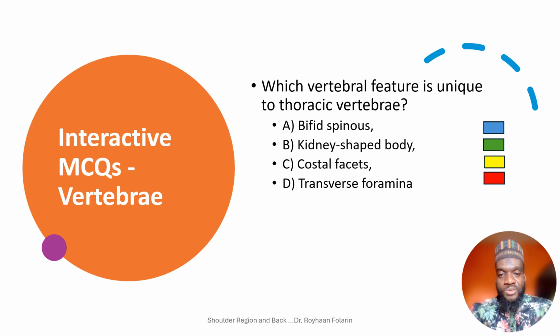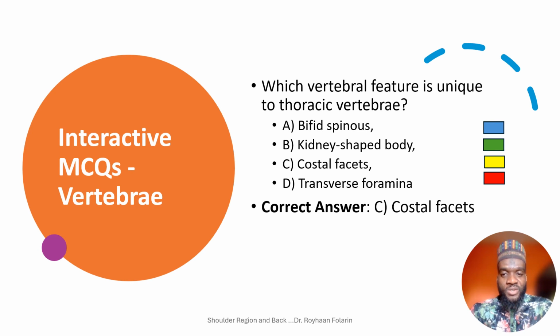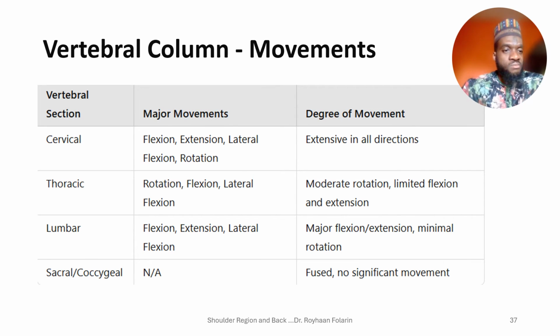If you flashed any card other than the yellow card, then you're wrong, because the yellow card takes the day in this case. It's only the thoracic vertebrae that have costal facet for the attachment of the ribs. Now, for the different kinds of movements that could happen and their degrees, I found this table quite useful to summarize that. So in the cervical vertebrae, you could have some level of flexion, you could have extension of the neck, you could have lateral flexion, and then you could have rotation of the neck.